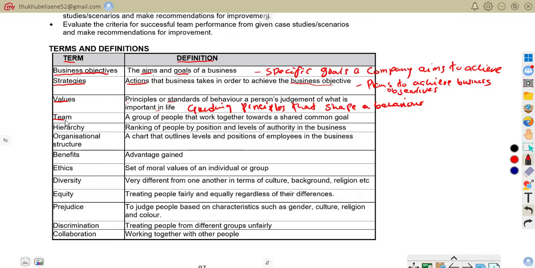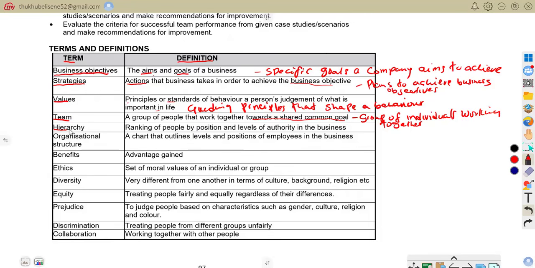Now we are coming to a team. A team is a group of people that work together towards a shared common goal. We're talking about a group of individuals working together. That's a team. For example, a cross-functional project team. Those are groups of individuals working together.